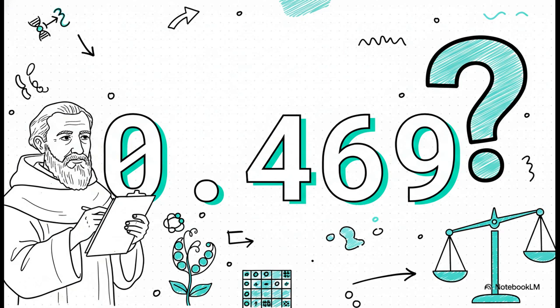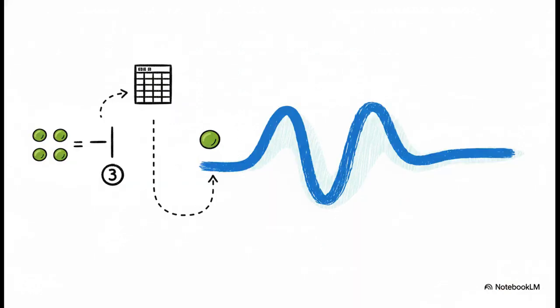But here's the catch. Is 0.469 a big difference or a small one? On its own, this number doesn't really tell us anything. We need something to compare it to. And that something is what we call a critical value. You can think of it like a statistical line in the sand.